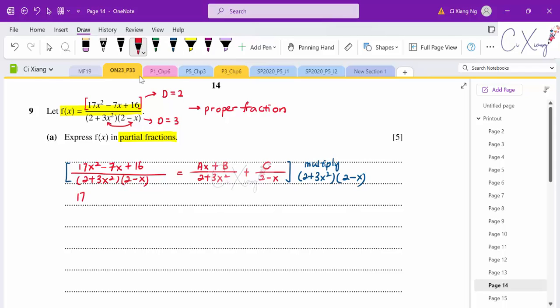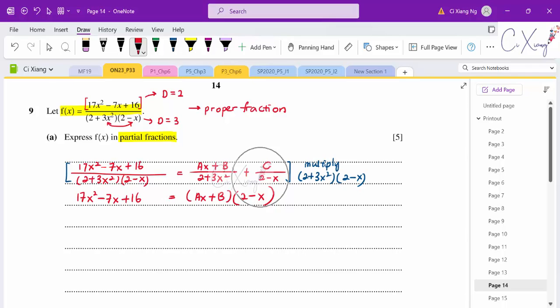Okay, so if you multiply them, then our equation will look something like this. For ax plus b, 2 plus 3x squared simplifies with the 2 plus 3x squared. So the ax plus b has to multiply together with the remaining bracket, which is 2 minus x. Just want to emphasize one common mistake that students usually make. Don't forget about the bracket for the ax plus b. If without the bracket, that means only 2 multiplied with 2 minus x, which is a wrong solution.